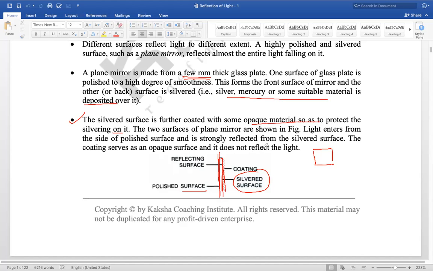So light enters from the side of polished surface and is strongly reflected from the silvered surface. तो ये जो polished surface से हमारा light polished surface से enter करेगा और silvered surface से वापस reflect करेगा. The coating serves as an opaque surface and it does not reflect the light. So coating does not reflect the light, but it is the silvered surface which reflects the light.